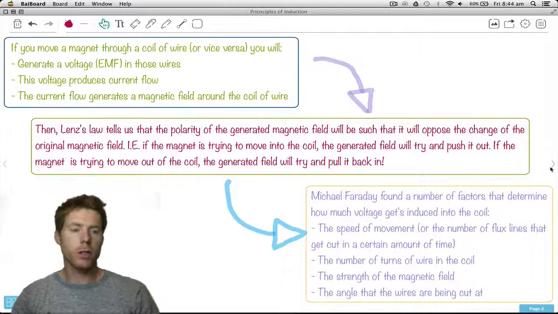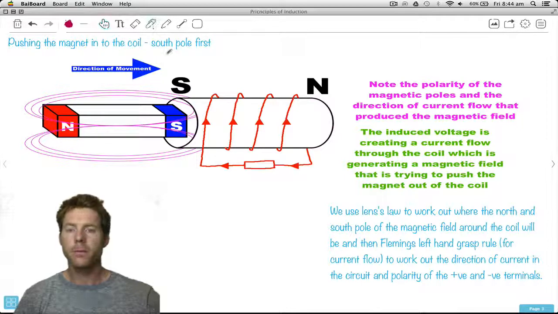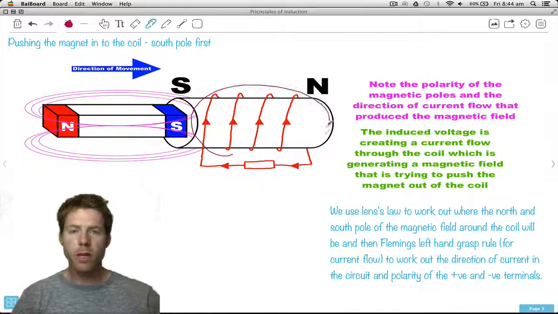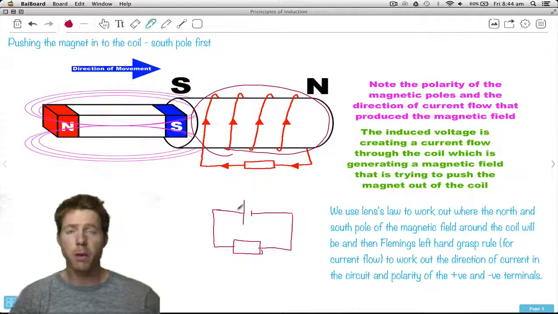So let's just come over here so I can draw a little something. This is the same circuit that we were just doing. Effectively, this here looks like a power supply. We've got a positive over this side and negative over this side. And there's our resistor. That's all we're really doing. We're just making a power supply by moving this magnet through the coil of wire. There's the negative, there's the positive.